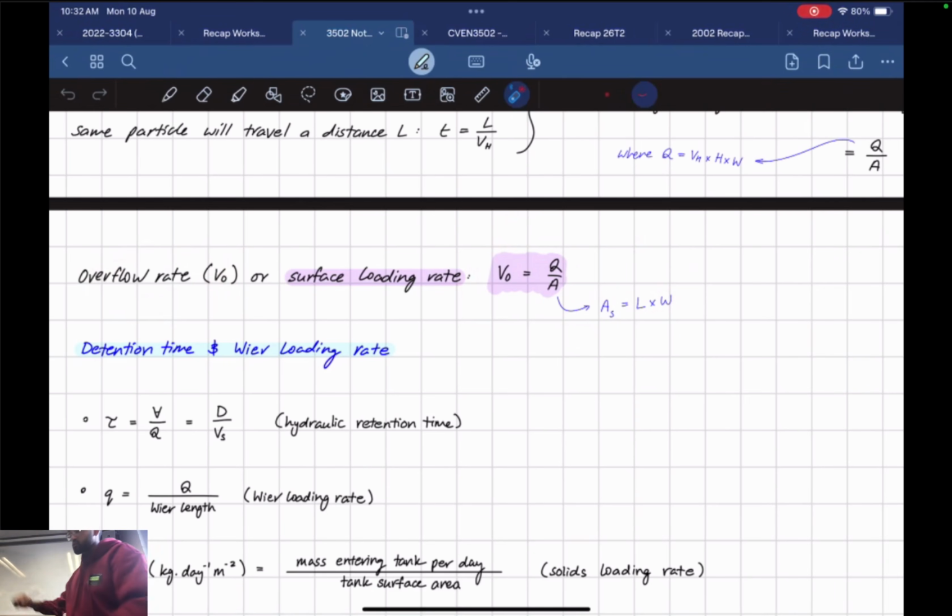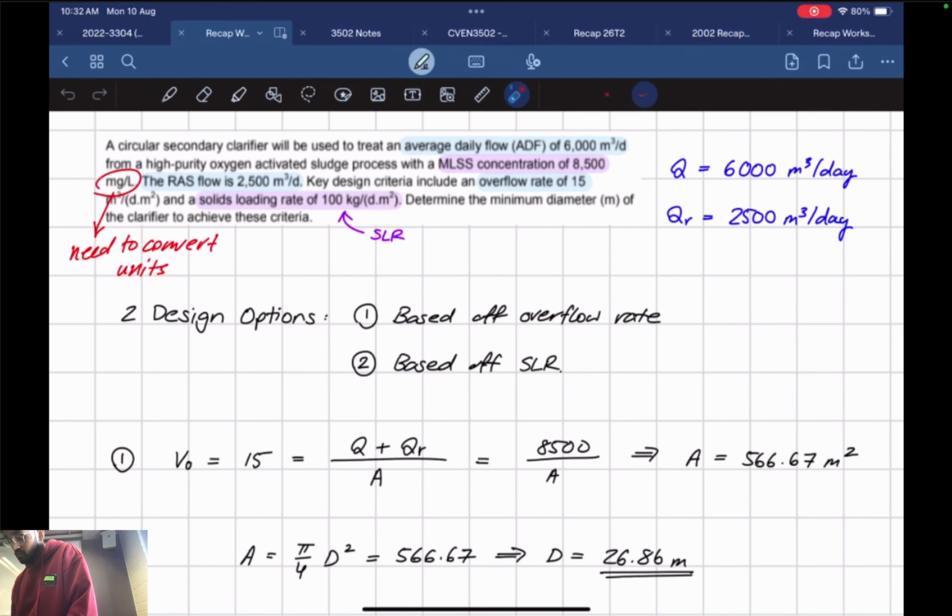Q over A, where Q would take the maximum, the total. So we've got an average daily flow of 6,000, and we've also got an RAS flow of 2,500. So we're going to add them up. So we've got Q over A here, which is equal to V0, V0 being our overflow rate, which they've given us to be 15. Yeah, 15. So I've done this in two steps. I figured out area first, and then they've told us this is a circular clarifier, which means our area is going to be pi over 4 d squared, and then I've solved for d. Cool?